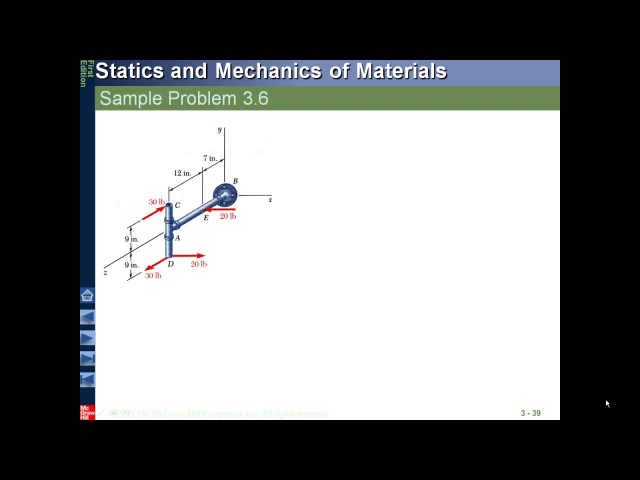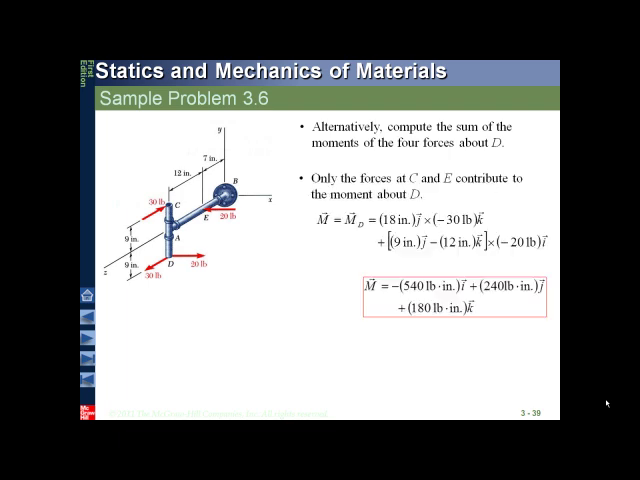Now, alternatively, what they say you could do is just choose a point like point D. D is a nice point to choose because when you choose a point like D, the 20 pounds and the 30 pounds down there at D just sort of go away because there is no distance. And then really what you're going to do is just calculate a moment about D.